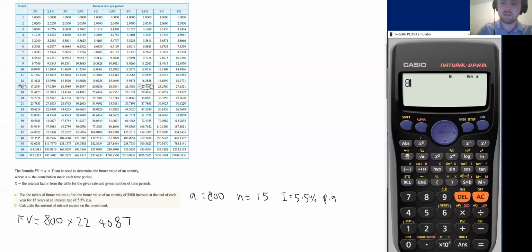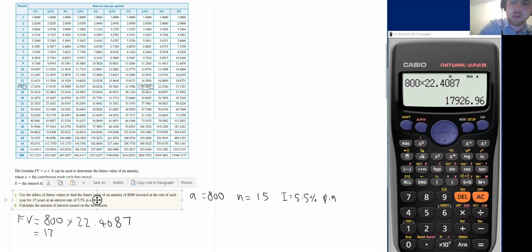Okay, and then we just need to calculate that on our calculator to find our future value. So it's going to be 800 times 22.4087. Press equals. We've got our future value here. So after 15 years, making $800 every year, you're going to end up with $17,926.96.